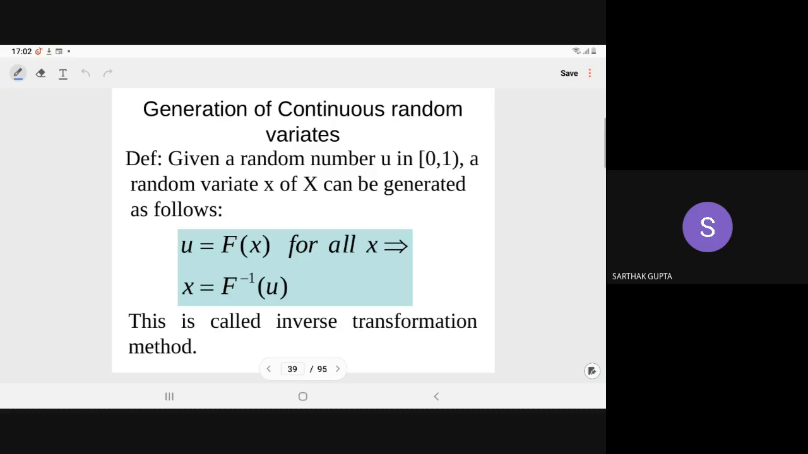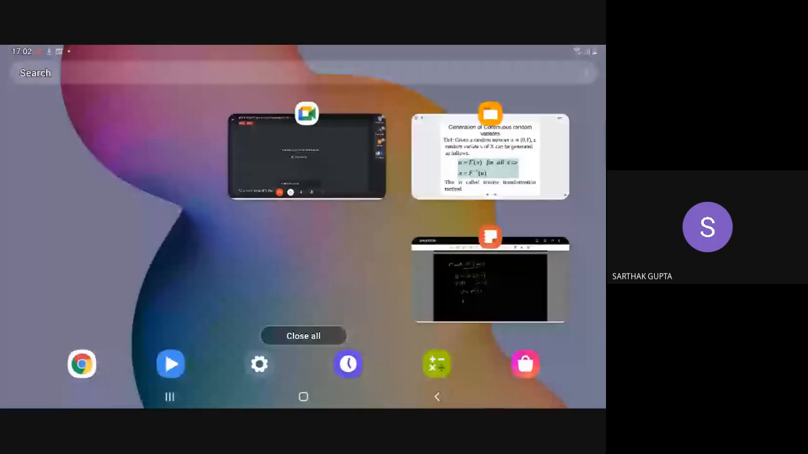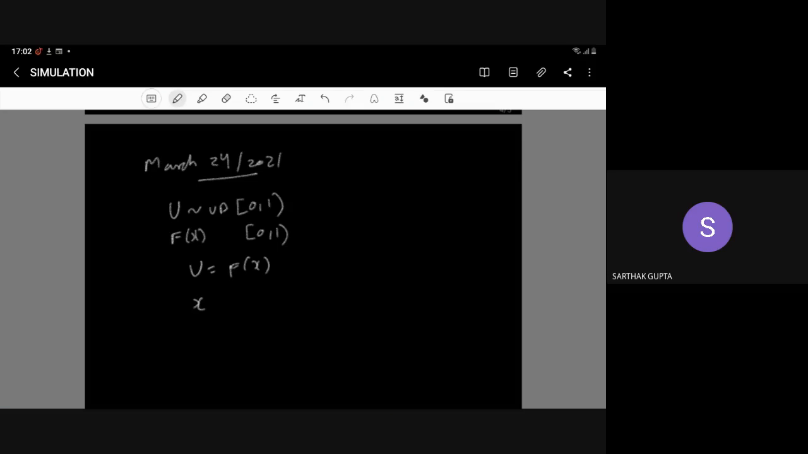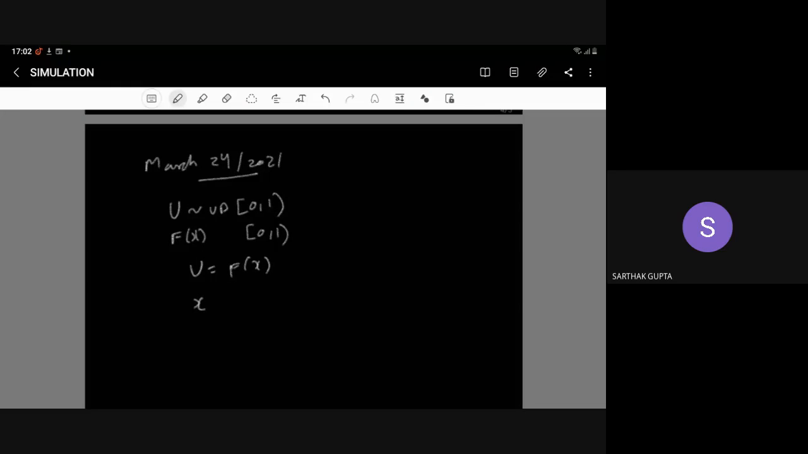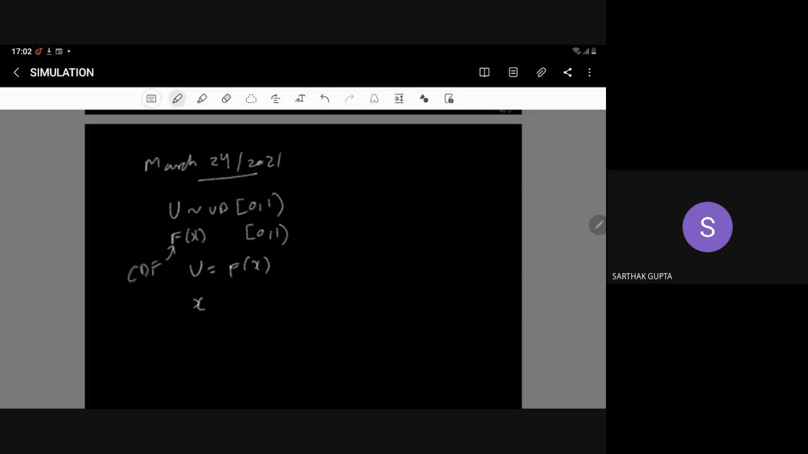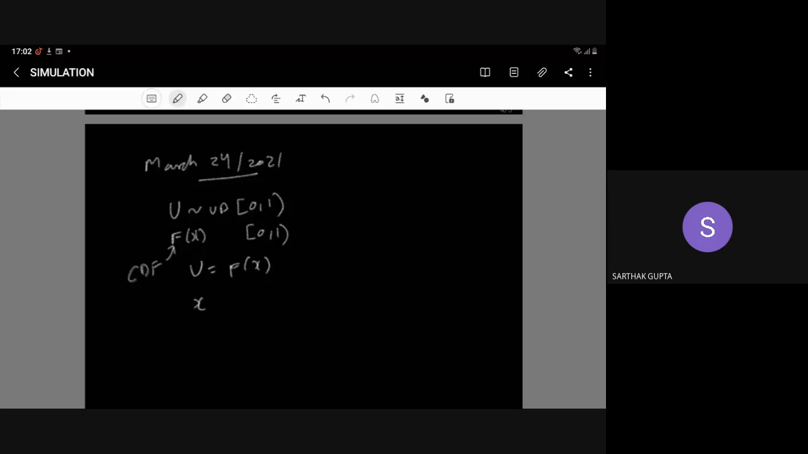What is given here is that u is a uniformly distributed number between 0 and 1, 0 inclusive, 1 exclusive, and Fx is the CDF. The CDF also lies between 0 and 1 because it is a probability. So when we make the correspondence between u and Fx, because both are in 0 to 1, we can make the correspondence by equating them. So u is equal to Fx.